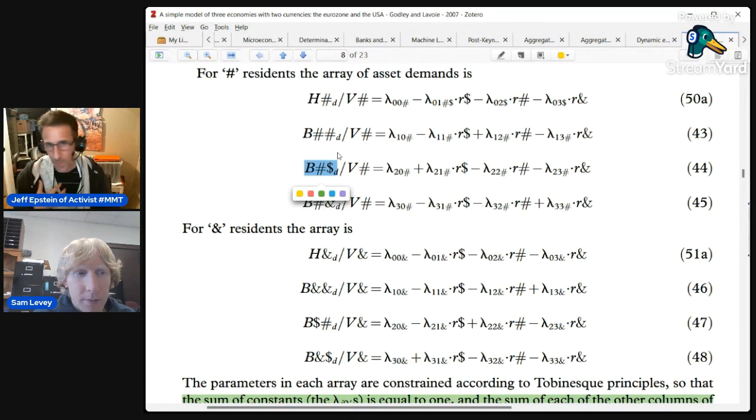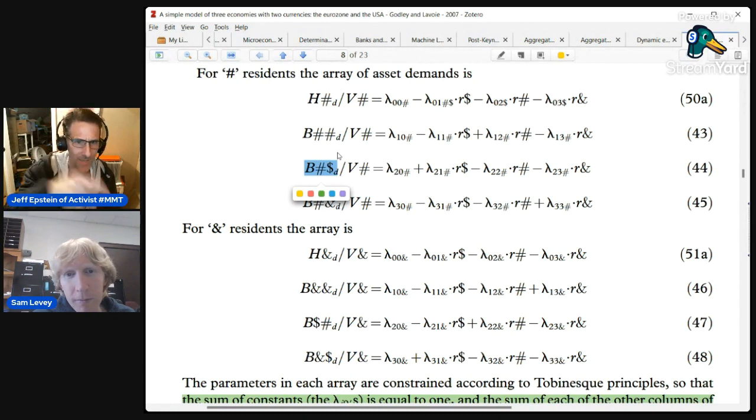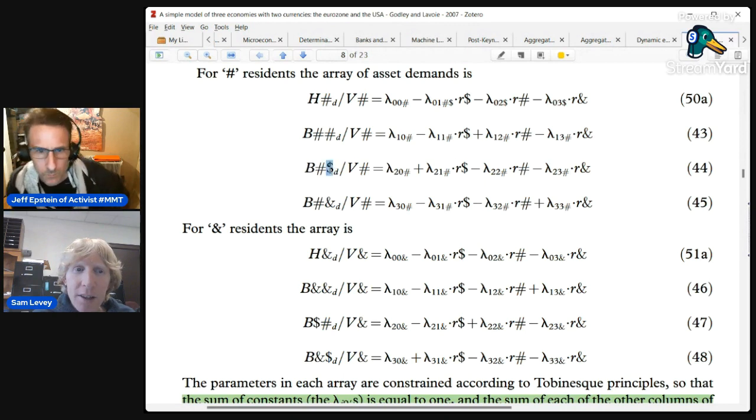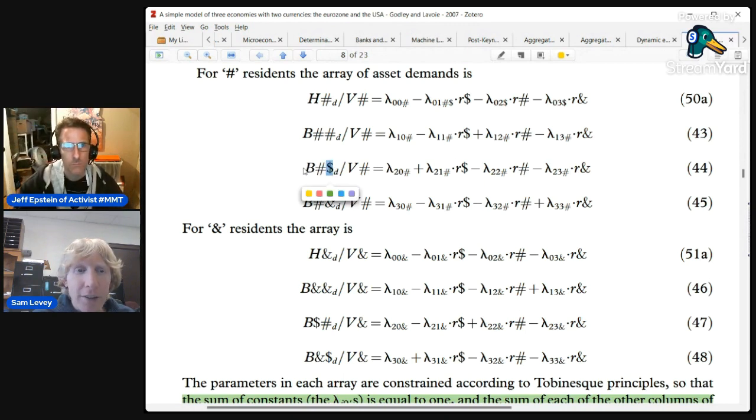Okay. It's how much I want to hold in dollars, but I don't see what that has to do with... So it's just simply dollars being held by hashtag residents. It's still dollars, but it's just going to be held in the hashtag country by a citizen in the hashtag country. Yeah, to be a little more specific, it's bills issued by the U.S. government, right? That's what the B here is, bills, right? Bills issued by the U.S. government, but sent to someone or received by someone in the hashtag country.